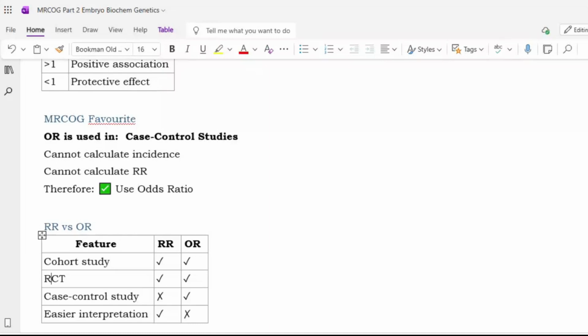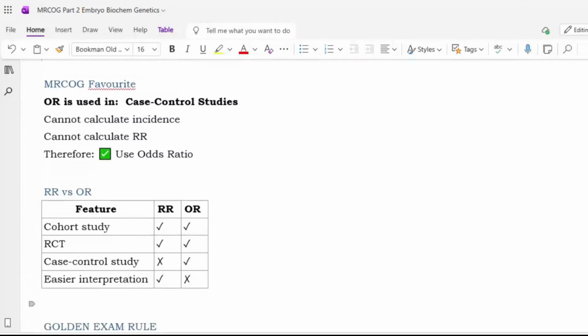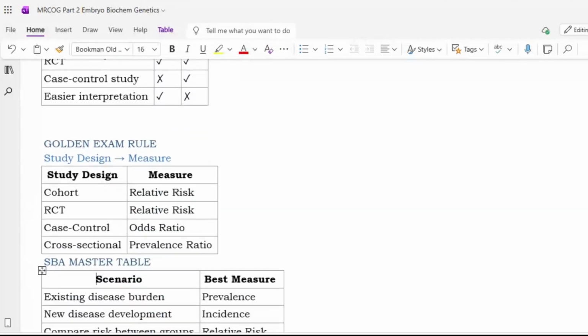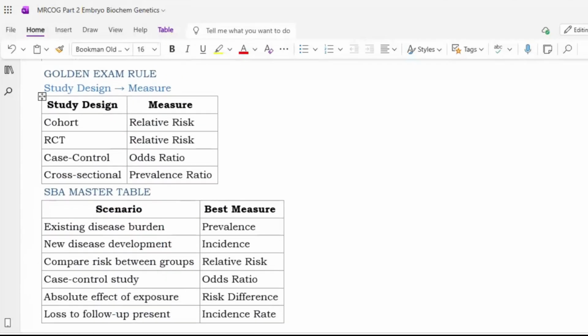So cohort study will give you the relative risk as well as odds ratio. RCT, randomized control trial, will also give you relative risk and odds ratio. But case control study will give you only the odds ratio. So this you have to remember about the odds ratio. It is related to the case control study. Now the study design and the measurement, the same thing very frequently asked. Cohort will give you the relative risk. It will also give you the incidence. Then RCT will give you the relative risk. Case control study will give you the odds ratio. Cross sectional will give you the prevalence ratio.